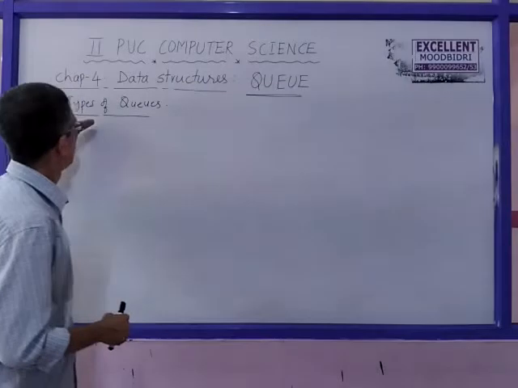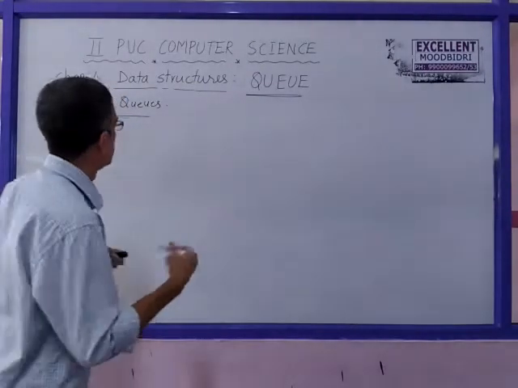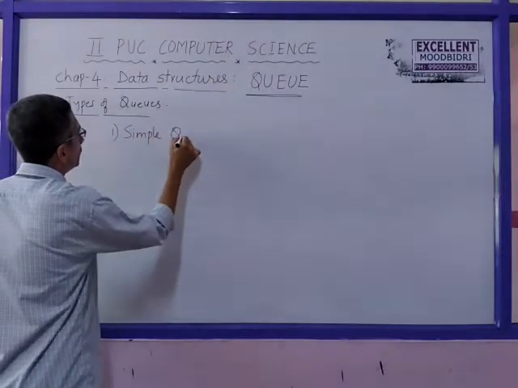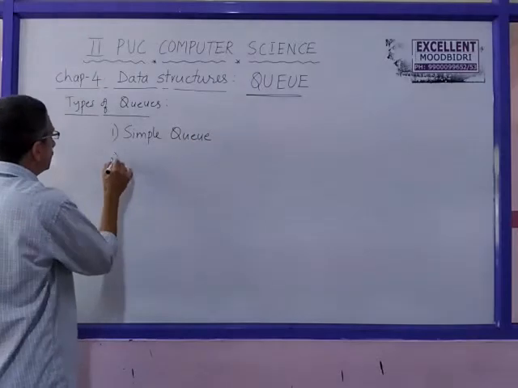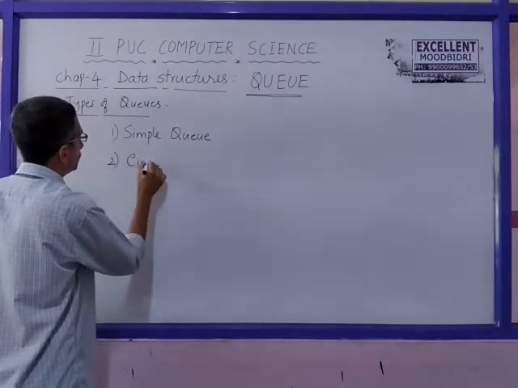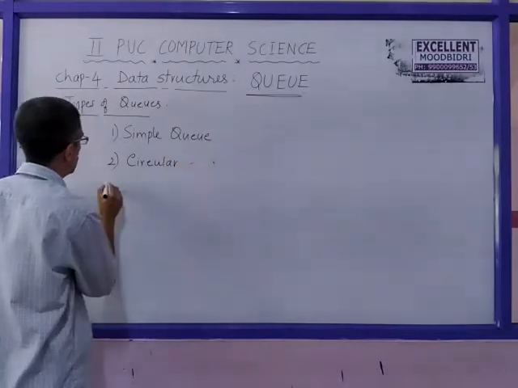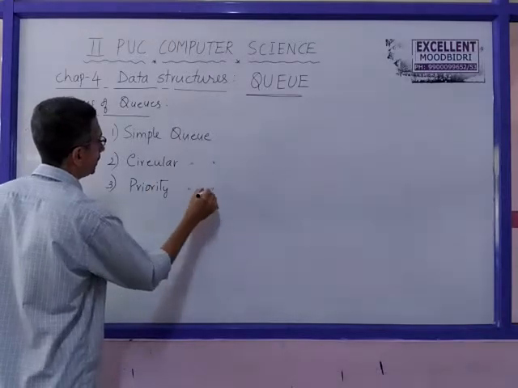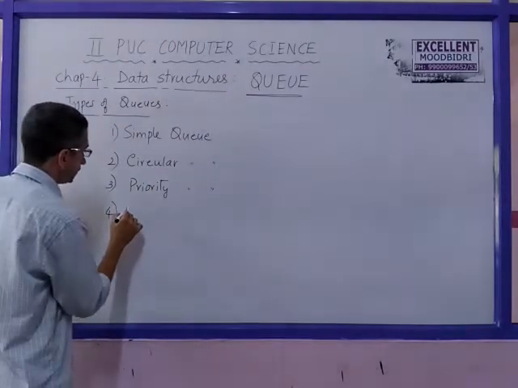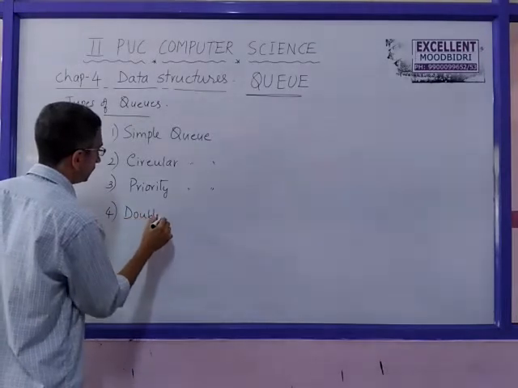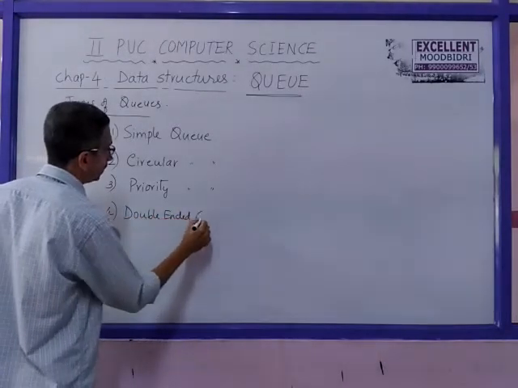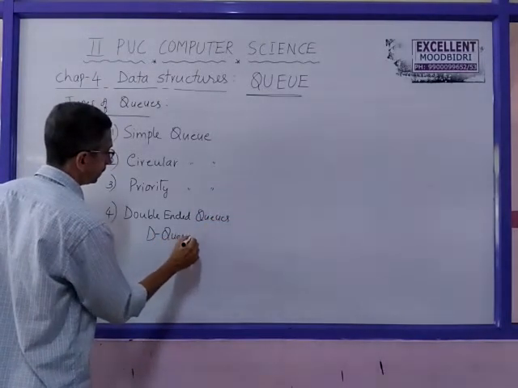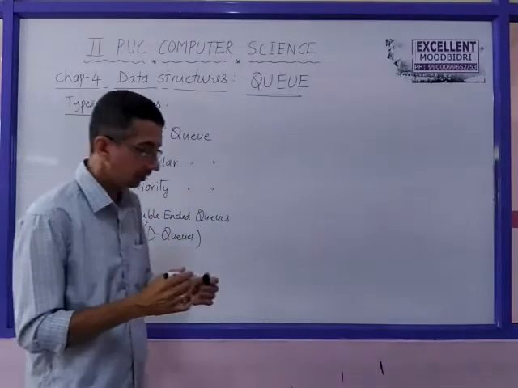Now, let us see the types of queues. What are the different types of queues? The following types of queues are available. First, the simple queue. Second, the circular queue. Third, the priority queue. And the fourth one is the double-ended queue, which is also called a D queue.